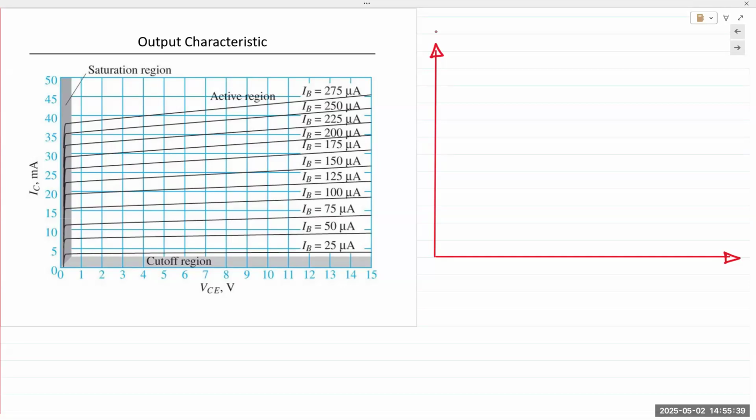So let's say that input current is, let's say it's like 5 or 10 microamps. Okay, 10 microamps. At 10 microamps, perhaps there is no change.